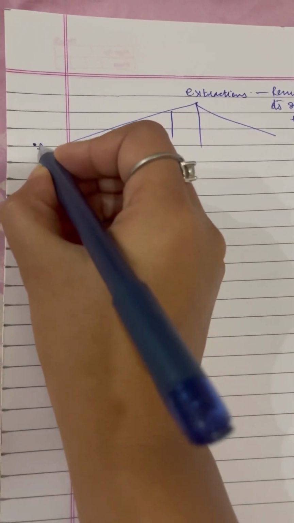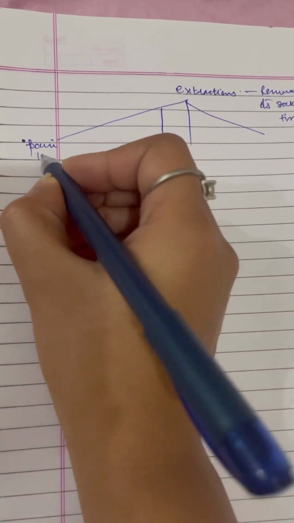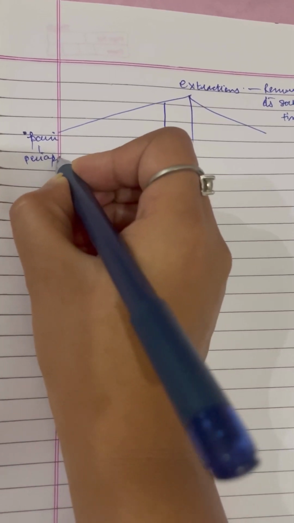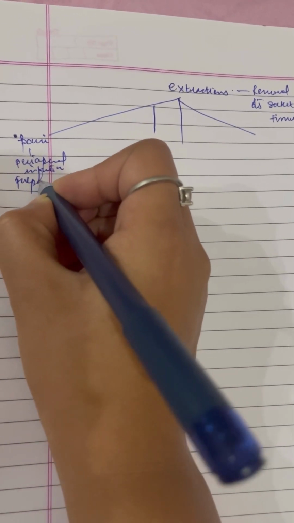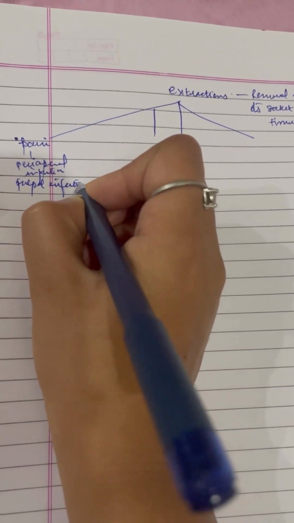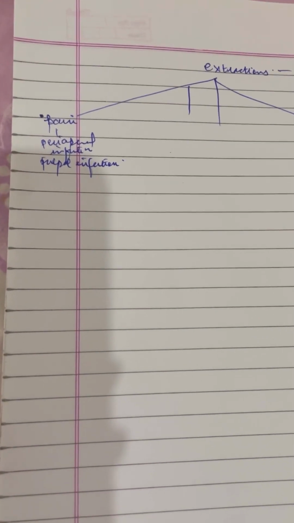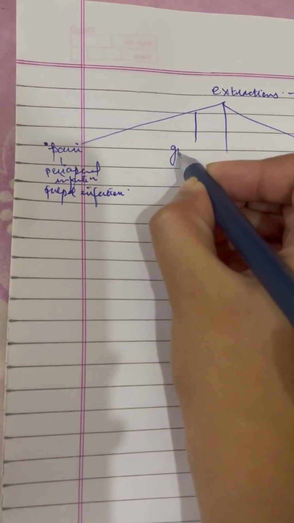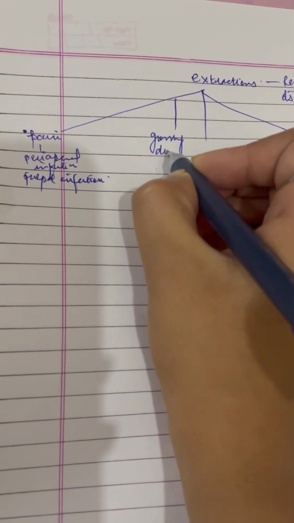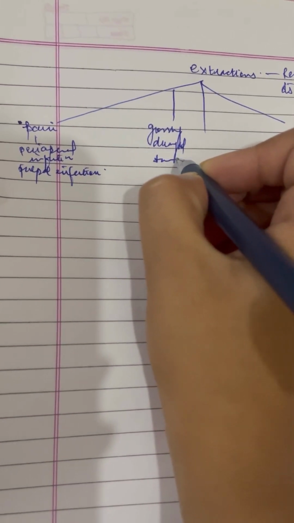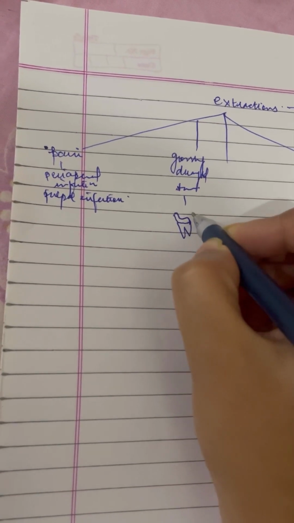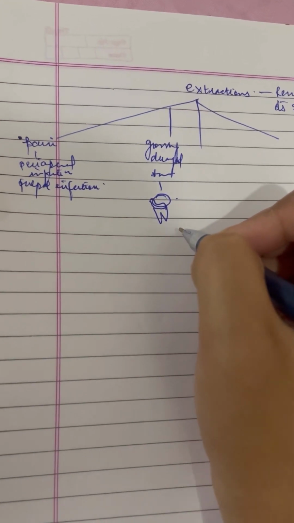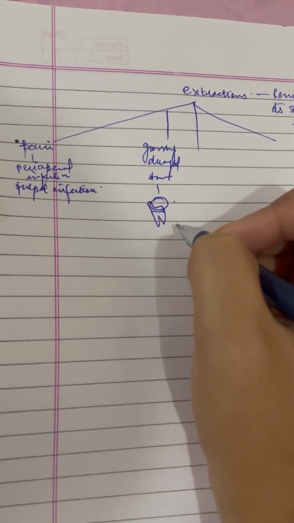Usually a patient comes with pain, either having periapical infection or pulpal infection. Depending upon the case and the chronicity, we do extraction. Then a grossly decayed tooth, that is, most of the crown portion of the tooth is lost and we can't preserve it.